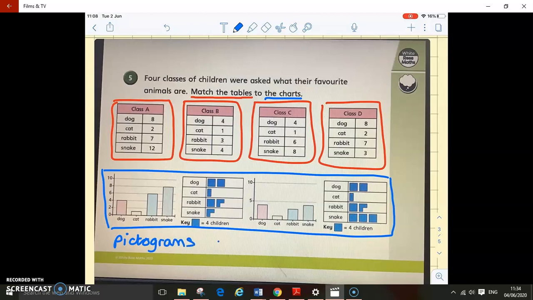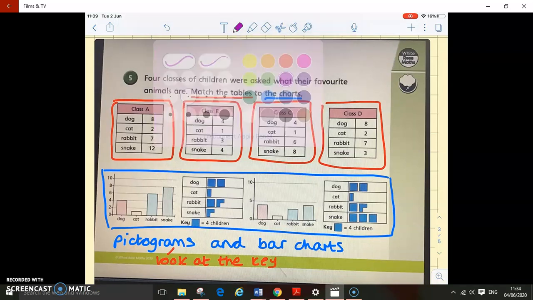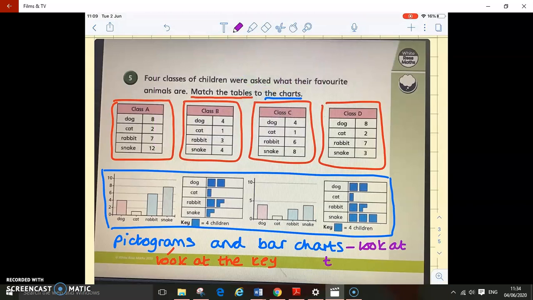Okay, we've got pictograms, like I said, and we've got bar charts. Remember, with pictograms, it's important to look at the key, and with bar charts, it's important to look at the scale, to look at that x-axis, to work out what the increments are, what the little sections and segments are. Just going to write that down here to remind you. Fantastic. So we're just going to have a look at one.